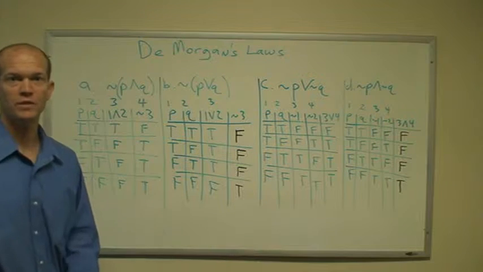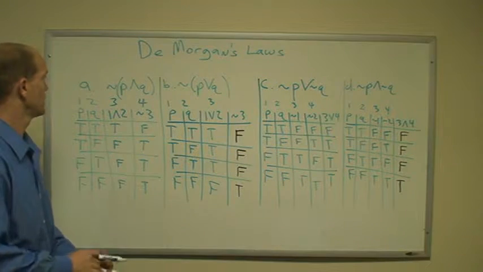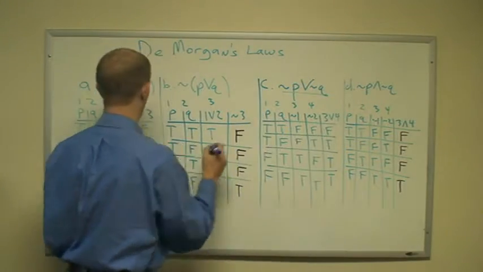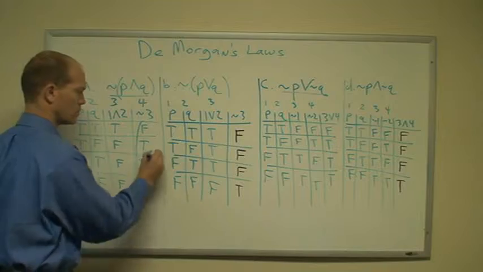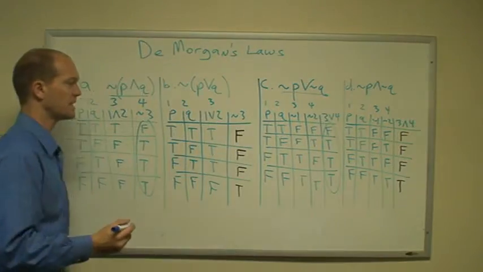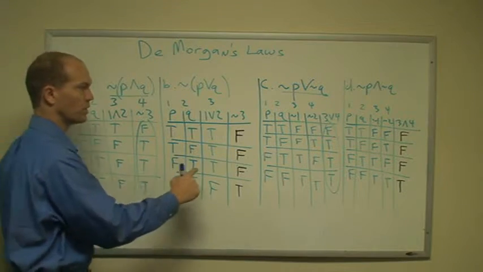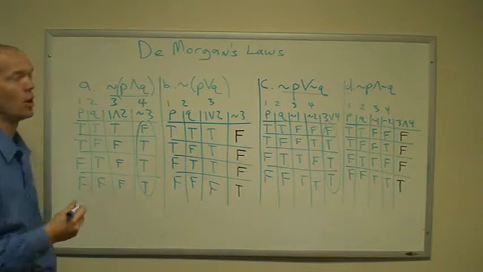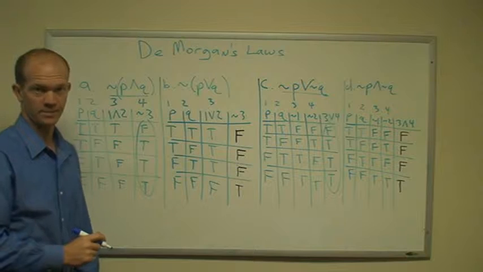With the truth tables filled in, hopefully you'll notice a couple of things here. If we look at the compound statement in A and the compound statement in C, and compare their final column in the truth table, we should see that it's exactly the same. Again, false, true, true, true, for both A and C. What that means is we will say those two statements A and C are equivalent.